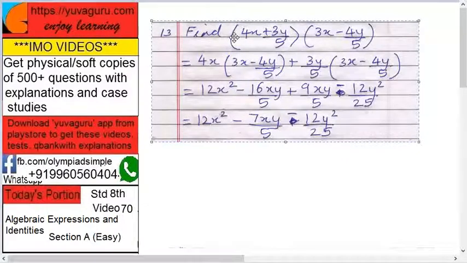Find the value of 4x plus 3y the whole upon 5, no, only 3y upon 5 into 3x minus 4y upon 5. Quite simple. Solve the bracket for the first one. So 4x into 3x minus 4y upon 5 plus 3y into 3x minus 4y upon 5. So just multiply this, open the brackets. 12x square minus 16xy upon 5 plus 9xy upon 5 minus 12y square upon 25. Multiply these. Okay.